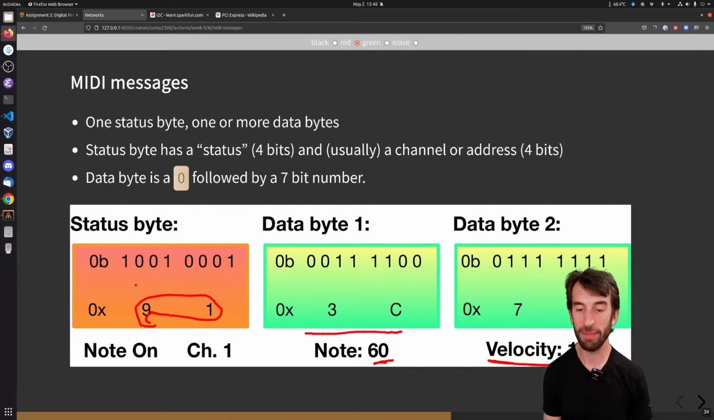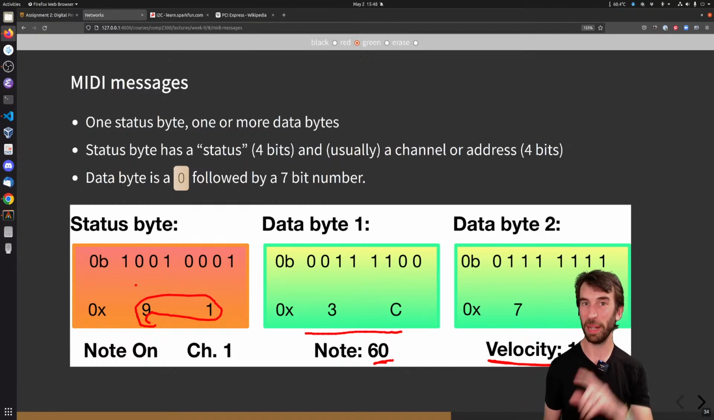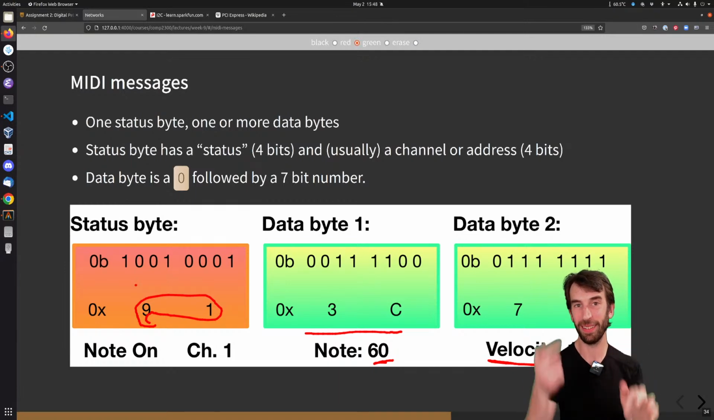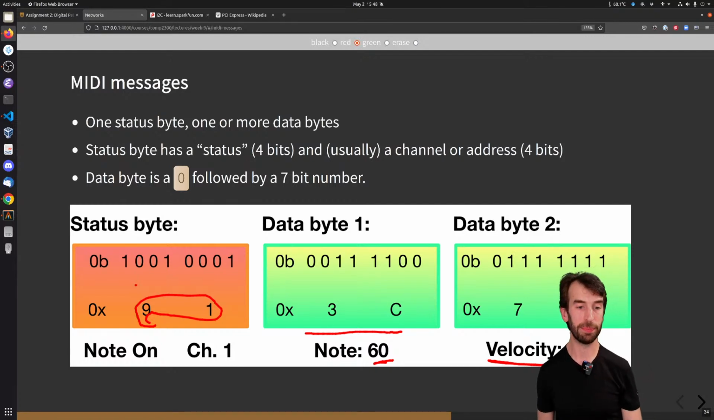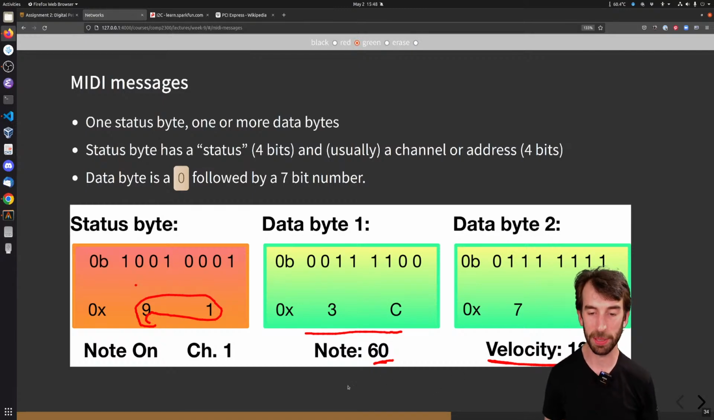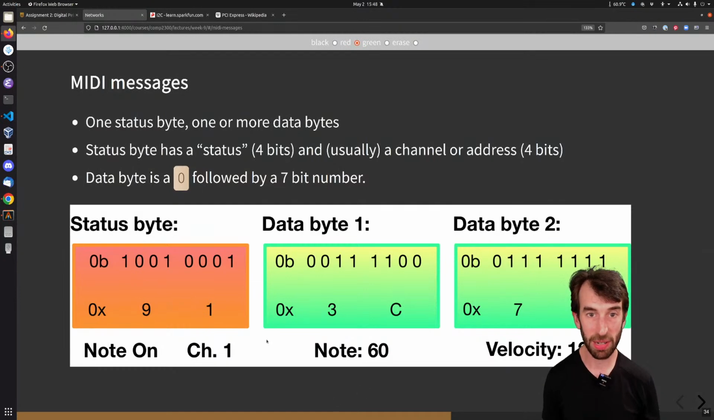And then we've got a volume or velocity byte. It's velocity because that's kind of how hard you're supposed to be hitting the key on the piano. Sometimes that would be measured by the speed of the key snapping up, so they call it velocity, but also hardness or loudness or pressure. Similar ideas. So we're going to send not just 1 byte, but 3 bytes. And that's just what we're going to do right now.